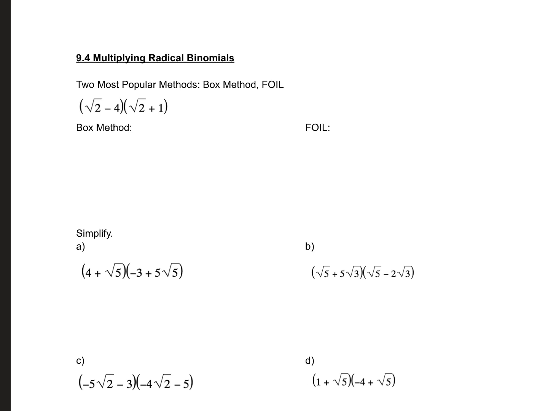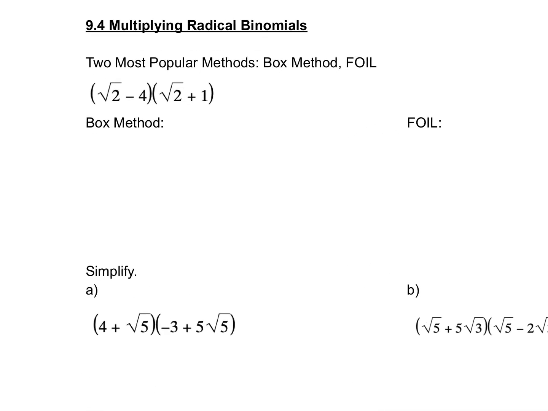All right, section 9.4, we are talking about multiplying radical binomials. So these are binomials where one of the terms or both are radicals or contain radicals. There are two methods that we can do this. The first one we'll talk about is the box method.